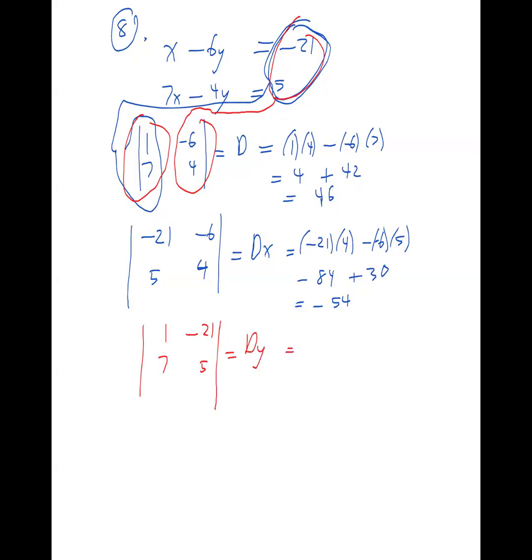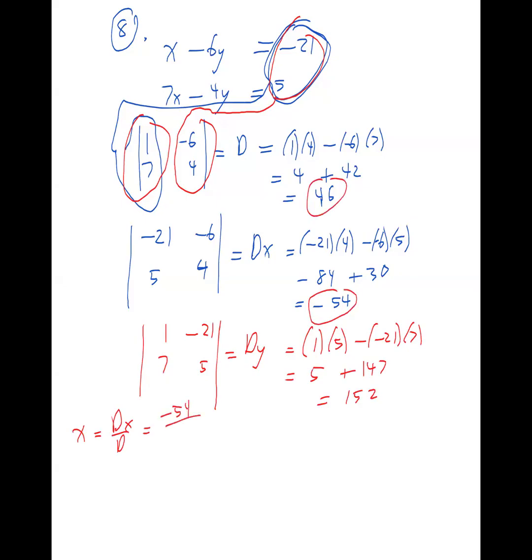Now it's equal to, once again, like all determinants, the first number times the last number minus the other two numbers multiplied together. So it's 5 plus, let's see, 21 times 7, that's 147, which is equal to 152 if you add 5. Now, the next step is we have to find x. So the secret to finding x is to realize that x is dx divided by d. So it's equal to dx, which is negative 54, divided by d, which is 46.